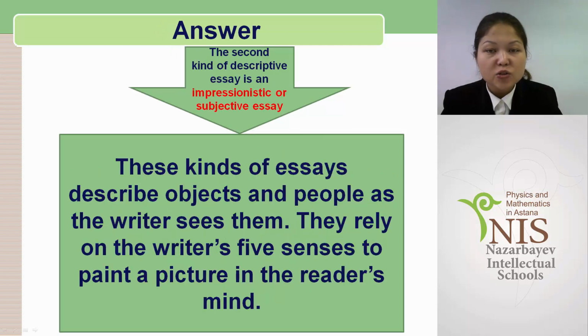The second kind of descriptive essay is an impressionistic or subjective essay. These kinds of essays describe objects and people as the writer sees them. They rely on the writer's 5 senses to paint a picture in the reader's mind.